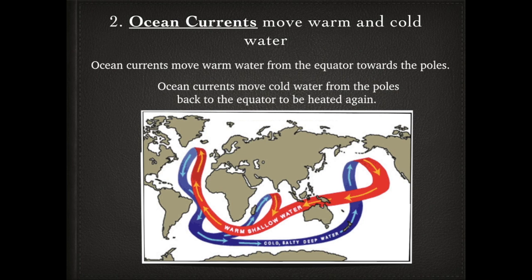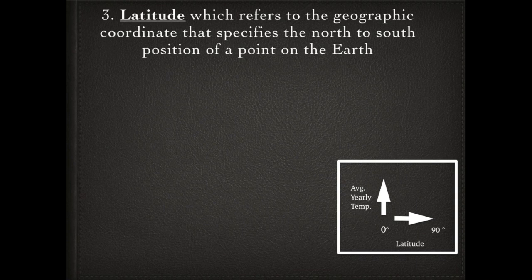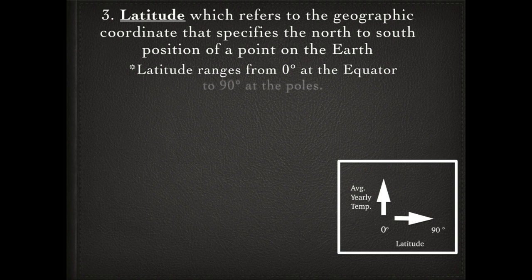Another factor is latitude. Latitude is referring to the location on the Earth, whether it's at the equator or at the poles. Something you need to know is that the equator, the center line of the Earth, is 0 degrees. That's the equator. The North and South Pole are at 90 degrees.